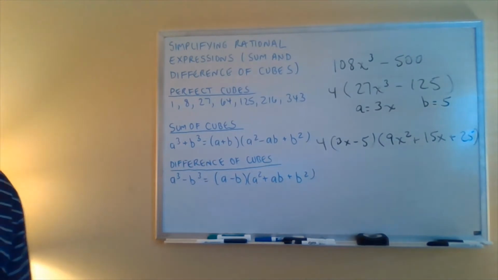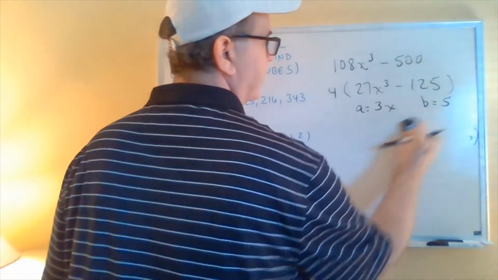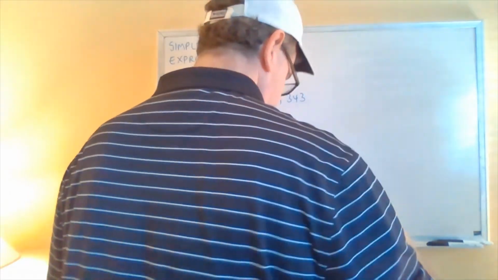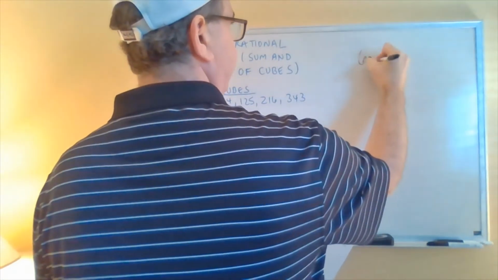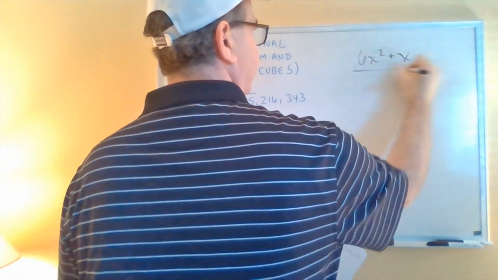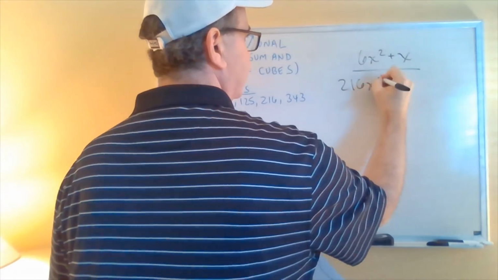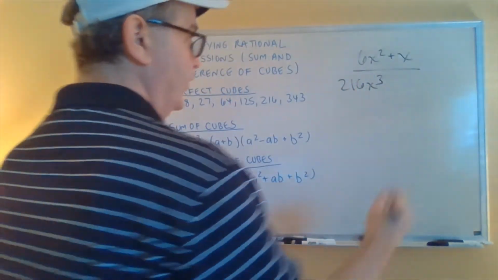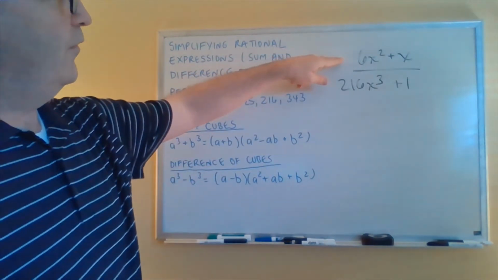Okay, so now that we've refreshed our memory on applying sum of cubes and difference of cubes, let's use this looking at some rational expressions. First example here will be 6x squared plus x, all over 216x cubed plus 1.